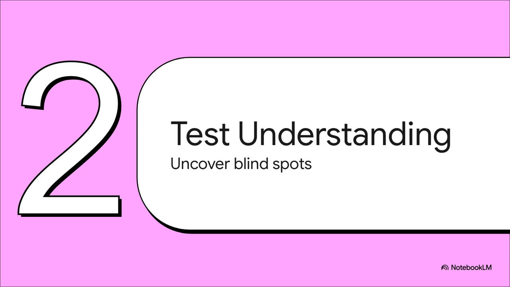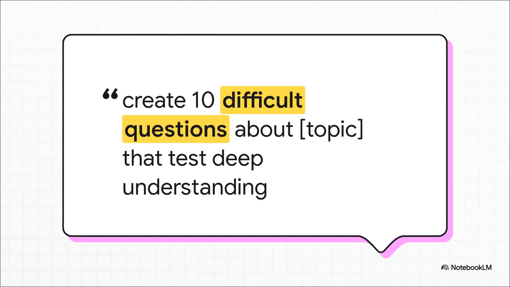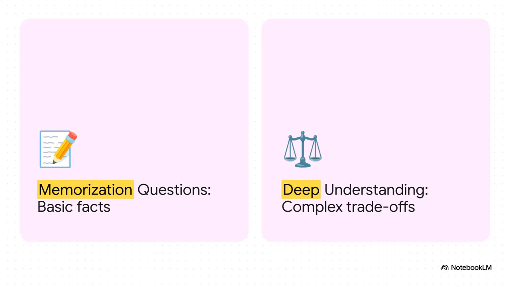Which brings us to Section 2, testing deep understanding, uncovering blind spots and refining your logic. If you really want to stop memorizing and start truly reasoning, this prompt is your secret weapon. You ask for 10 difficult questions that test deep understanding rather than memorization. You instruct the AI to focus heavily on reasoning, trade-offs, and connecting concepts, demanding that it analyze your blind spots after every single answer.